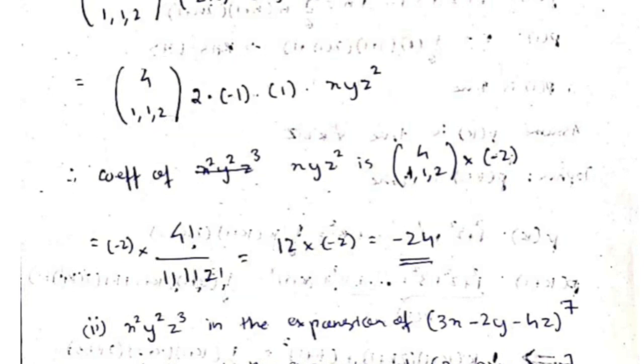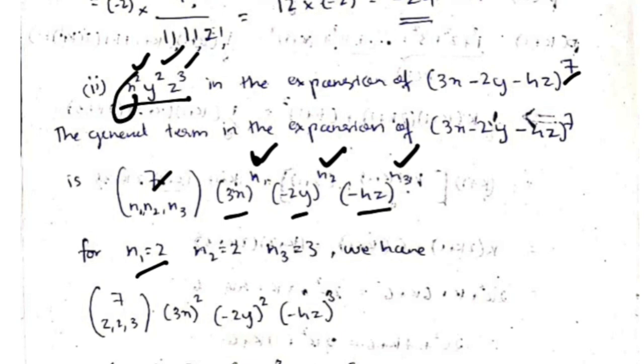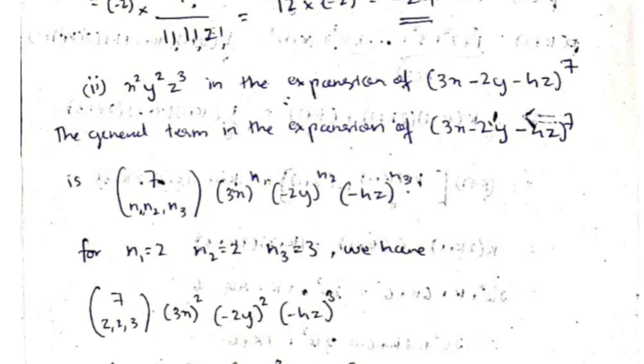Similarly, for the second question also we have to do the same. Here 7 is given, so we write 7 first, and then 3 terms: 3x, minus 2y and minus 4z, which have powers n1, n2 and n3. The term given is x squared, y squared and z cubed. So n1 will be 2, n2 will be 2 and n3 will be 3. Then we just substitute the values.